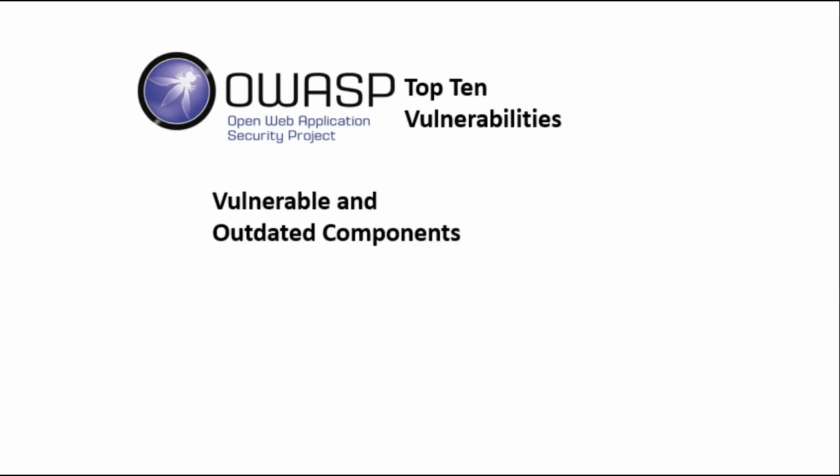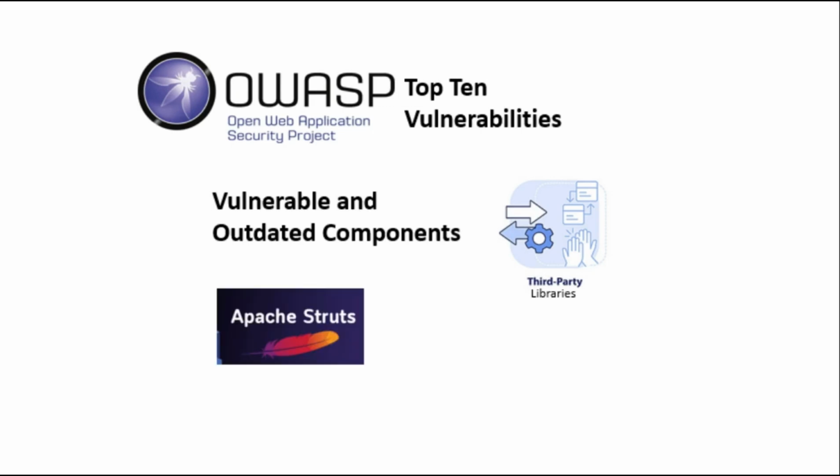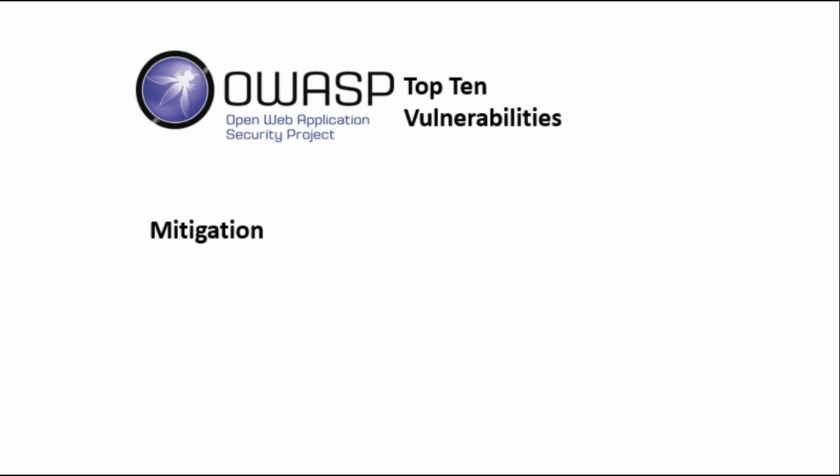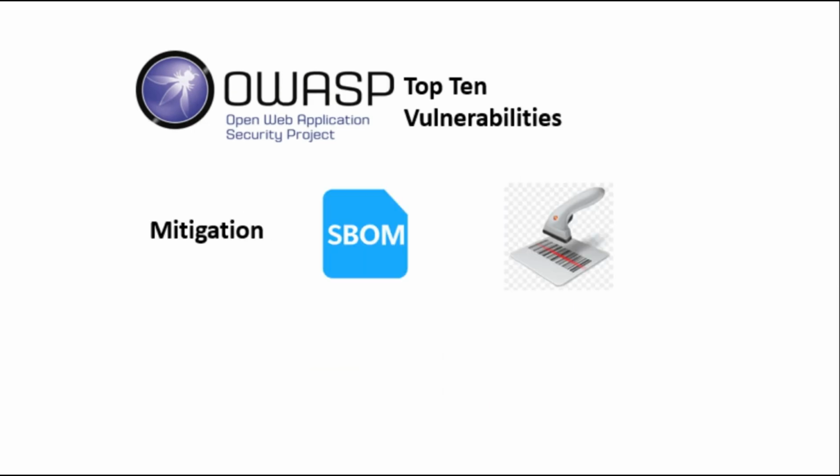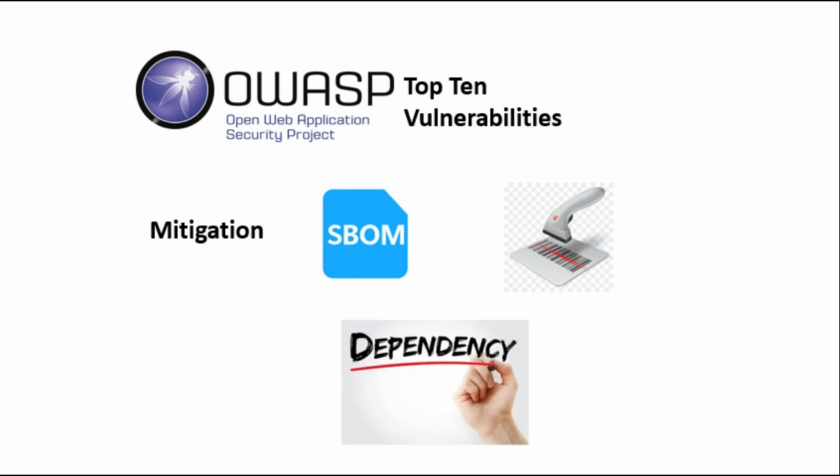6. Vulnerable and outdated components. This occurs when using third-party libraries with known security flaws. An example is using Apache Struts, which can provide attackers with easy entry points. To mitigate this, maintain an SBOM, use automated vulnerability scanners, and update dependencies.